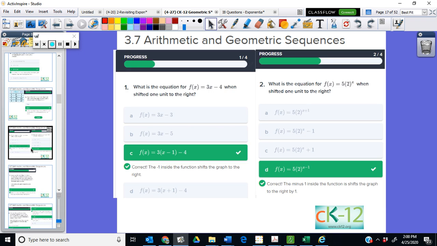Now we get into exponential versus, geometric versus arithmetic sequences. So on the left, here we have arithmetic. On the right, we have geometric. And geometric is just another way to represent exponential functions. So you're multiplying a number to get the next term.